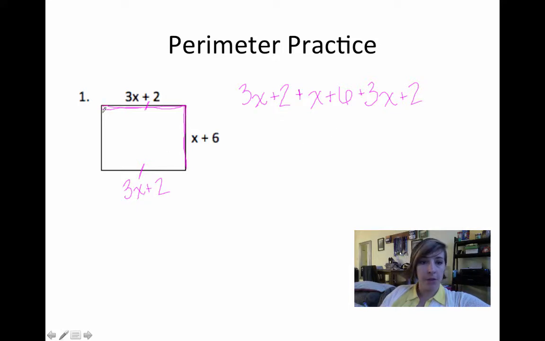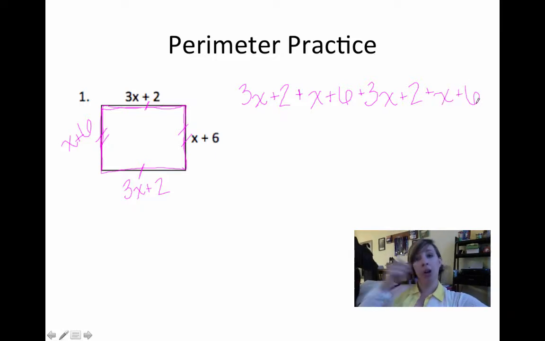And then I also know that this side I've added is equal to this side. So this side is also x plus 6 because it's a rectangle. They have two equal sides. I'm going to add that to the end of my problem. You guys see what I mean when I say that perimeter is a longer math problem? When you write it all out, it's a longer math problem than just finding the area.